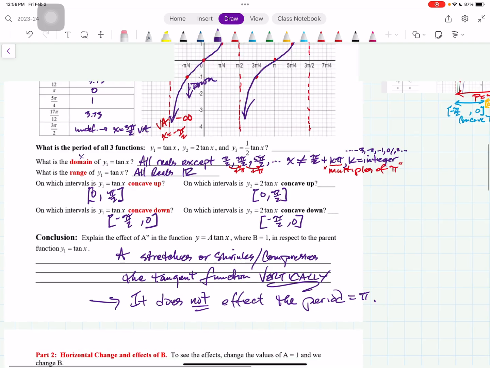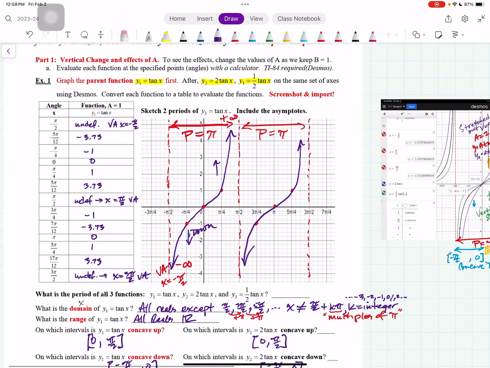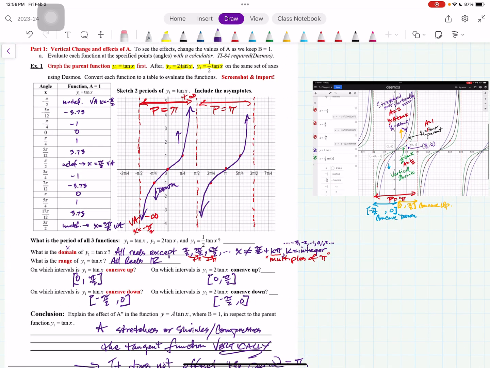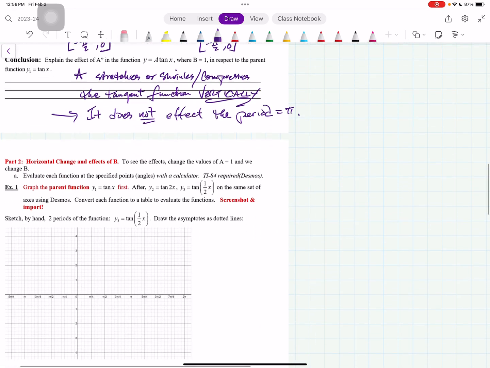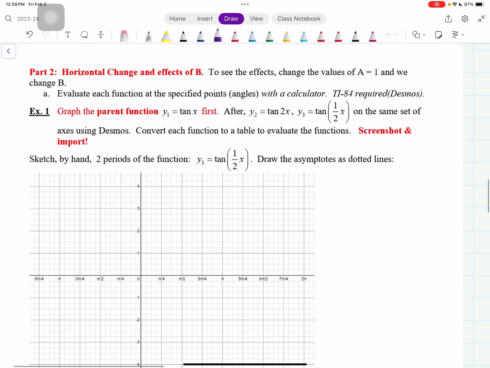There we go. So what I need you to do now is take this idea, using all your technology right here, and investigate the other case. What happens if you multiply the angle by something? So in this activity, and this is what you guys are going to do on your own, you're going to take your parent function and compare it to y equals tangent of 2x. Okay, so now notice that you double the angle here, and then the third function here, y equals tangent of 1/2 x.